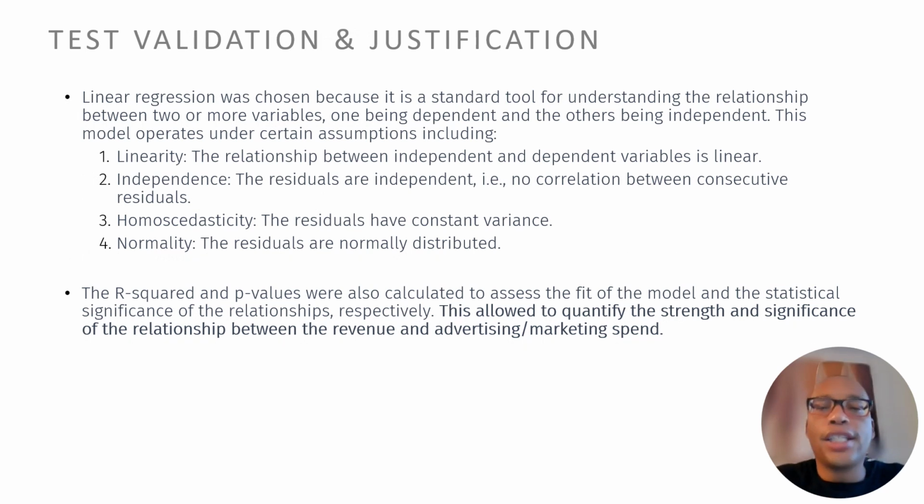Test validation and justification. Linear regression was chosen because it's a standard tool for understanding the relationship between two or more variables, one being dependent and the other being independent. This model operates under certain assumptions, including linearity, which is that the relationship between independent and dependent variables is linear. Independence, the residuals are independent, with no correlation between consecutive residuals. Homoscedasticity, the residuals have constant variance. Normality, the residuals are normally distributed.